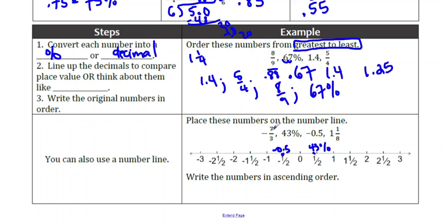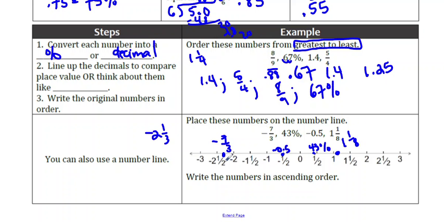Negative 7/3. If I make this a mixed number, 3 goes into 7 twice with 1 left over. So that's basically saying negative 2 1/3. So here's negative 2. 1/3 is going to be smaller than 1/2, so we'll put it right here, and we'll call that negative 7/3. 1 1/8 is 1, and remember an eighth is 0.125, so it's going to be a teeny bit bigger than 1. And so that's my 1 1/8.